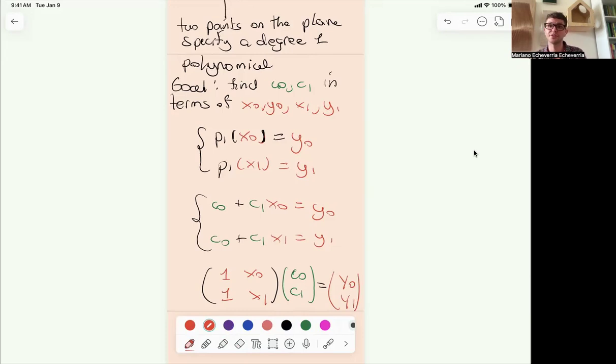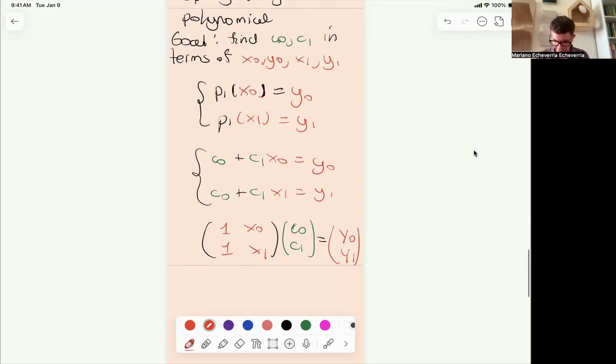But what is a determinant? I don't know if you remember. This is a square matrix, right? A square matrix has a unique solution when the determinant is not zero, right? So what is the determinant here?